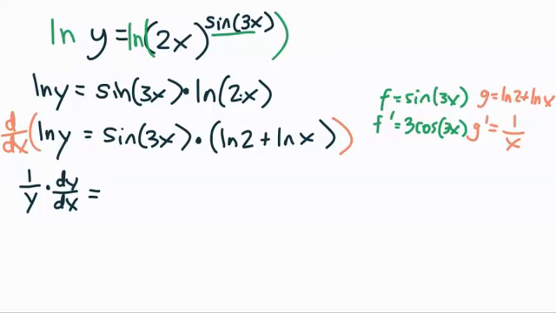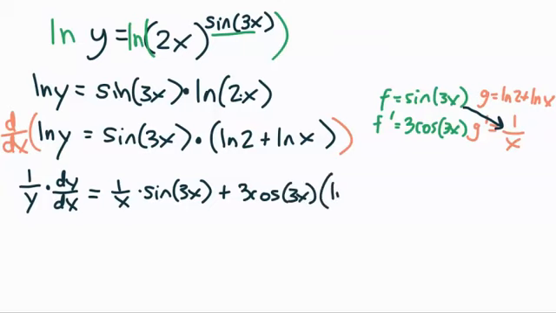So then when I put my product rule pieces back together, I have this times this. So 1 over x times sine of 3x. Plus this times this. So 3 cosine of 3x times natural log of 2 plus natural log of x. And notice at least that was all x, so I didn't have to add any dy dx's in there.